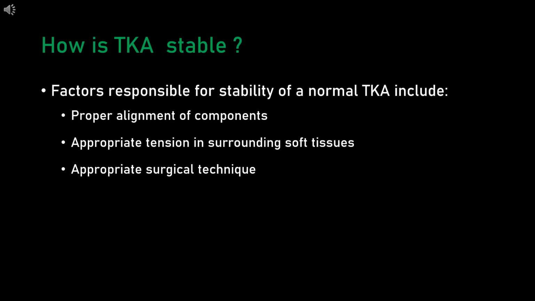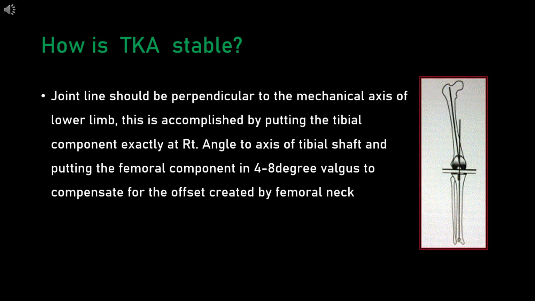Then how is a total knee stable? Factors responsible for stability of a normal total knee replacement include proper alignment of the components, appropriate tension in the surrounding soft tissues, and appropriate surgical technique. Joint lines should be perpendicular to the mechanical axis of the lower limb. This is accomplished by putting the tibial component exactly at right angle to the axis of the tibial shaft and putting the femoral component in 4 degrees valgus to compensate for the offset created by the femoral neck.